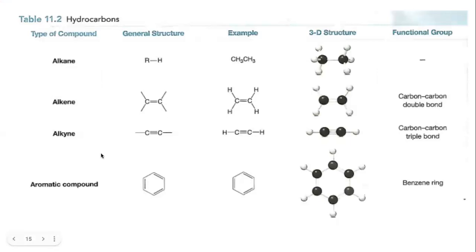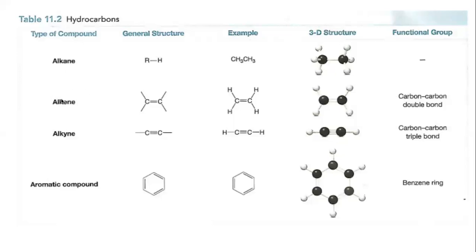So here is a list of the hydrocarbon functional groups and examples of each. Here you can see an alkane just has an R and H. So when you have an R group, this is just signifying that there's a carbon here bound to a hydrogen. This is the condensed structure. And this is a 3D representation of what this molecule can look like. The carbon atoms are shown in black, and these hydrogen atoms are in white. So you see that there's this carbon single bond, and then there are these single bonds to hydrogen.